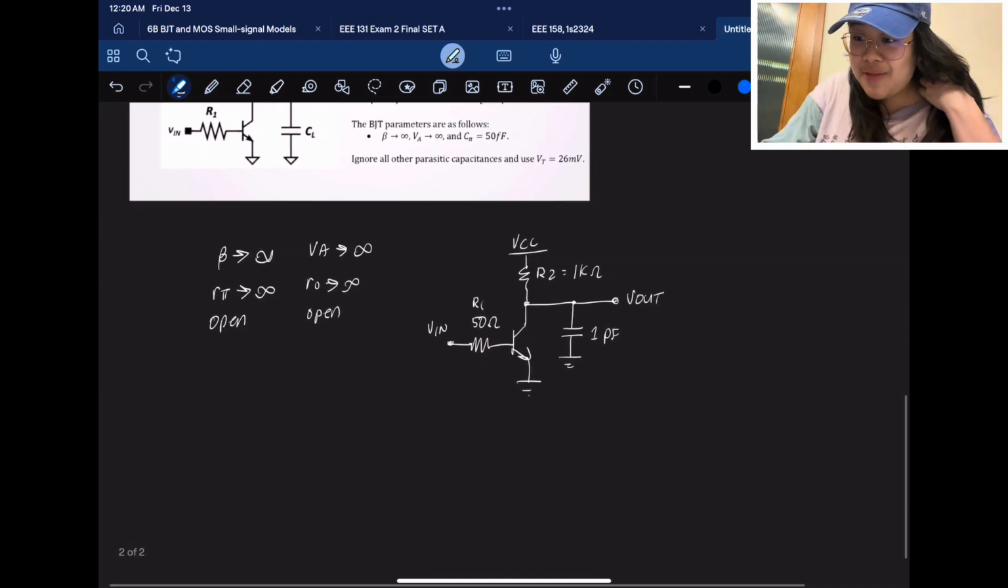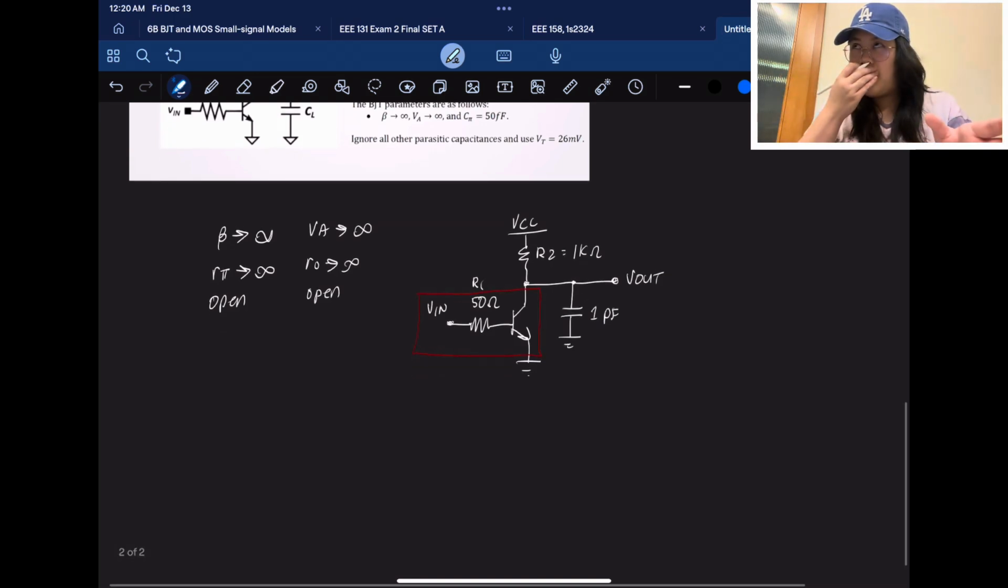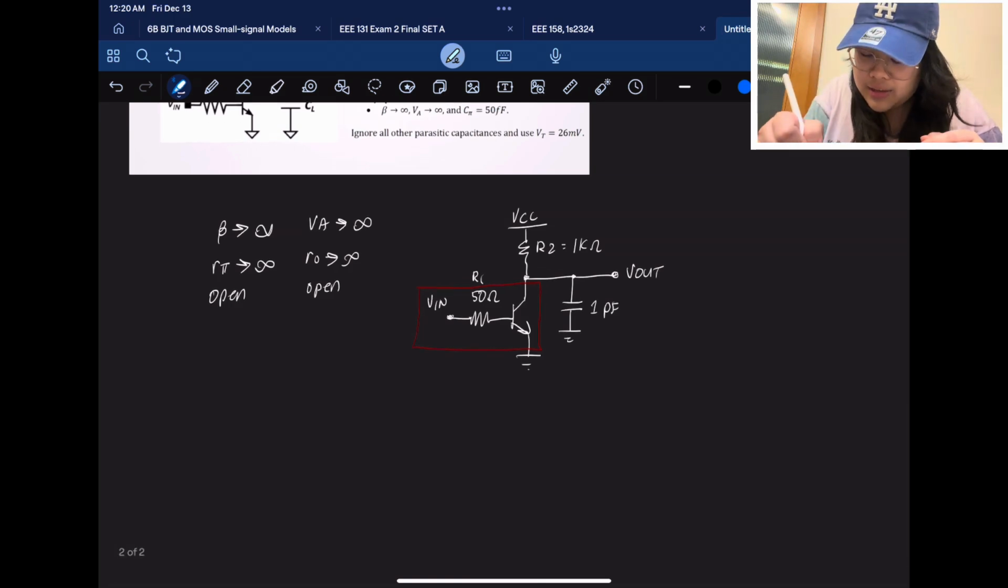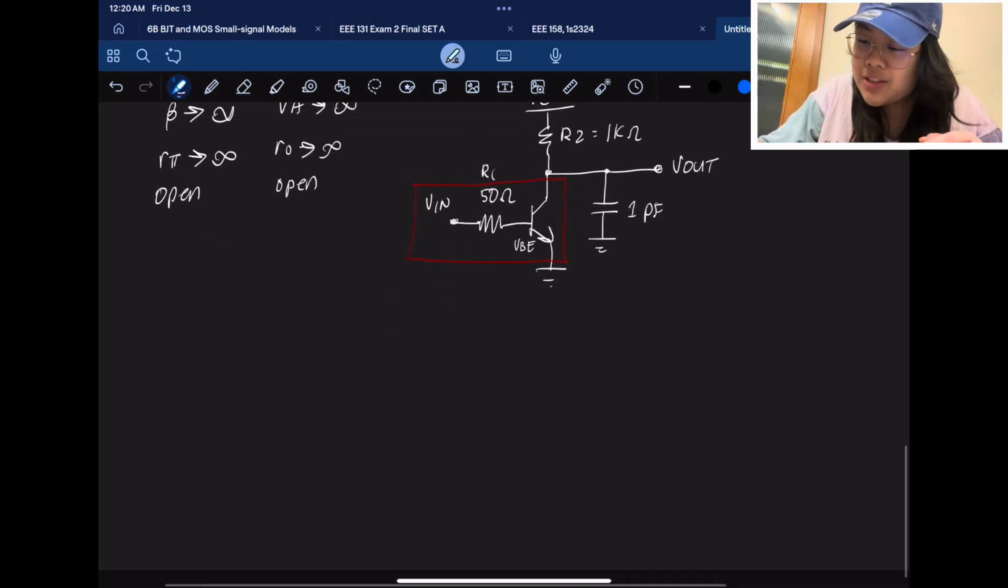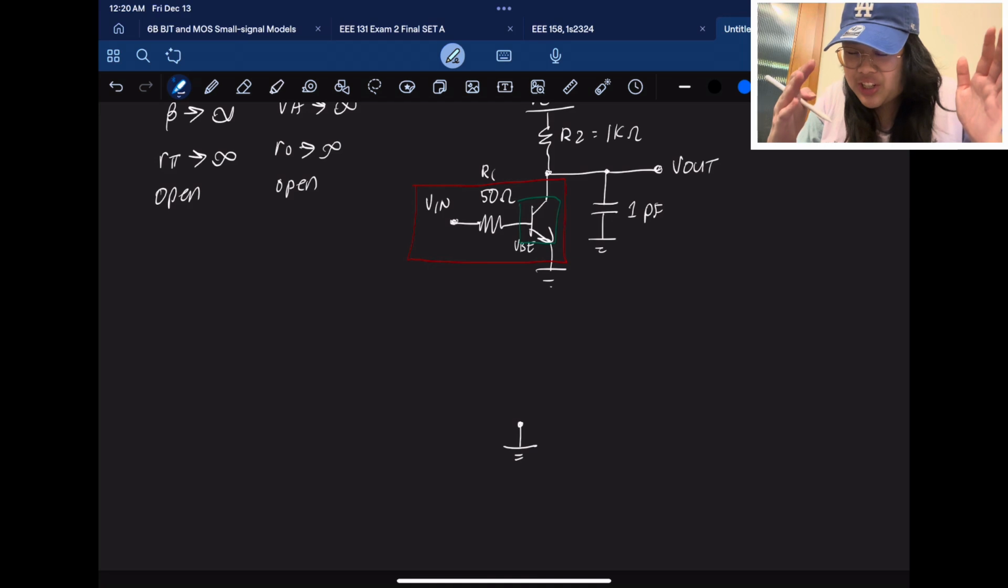First thing we want to do, draw this first, this BJT. So when we draw the BJT, small signal, it has VBE. It also has V in. So let's draw this, let's use green. This portion muna of the BJT. So I'm gonna draw it. The emitter is to the ground. So that's the emitter.